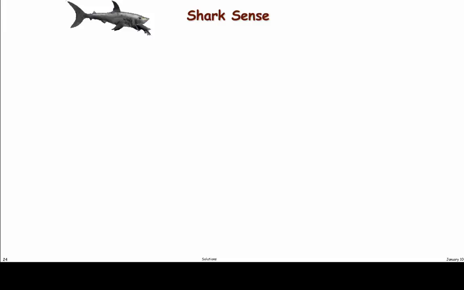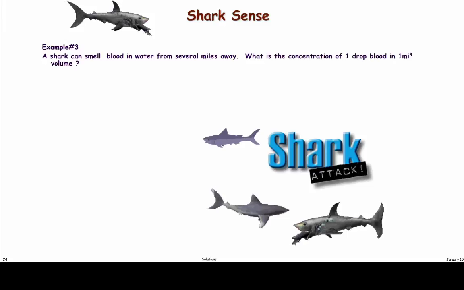Now sharks, they have a very acute sense of smell, and they smell blood. So the question is, a shark can smell blood practically several miles away. What is the concentration of 1 drop of blood in a cubic mile? Try to do this calculation just to show the relevancy of that concentration.